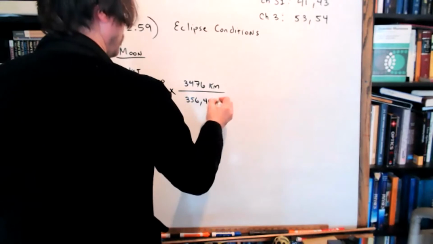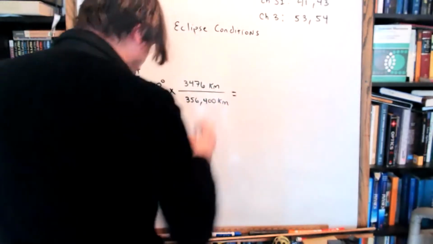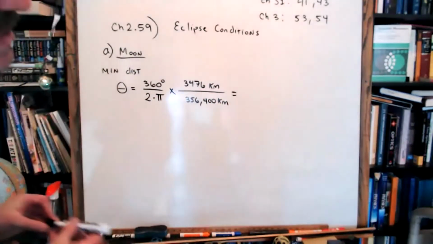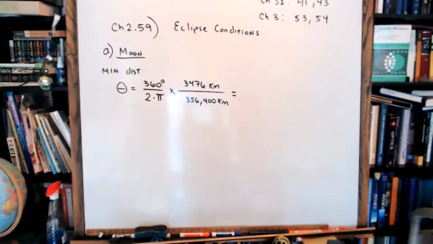356,400. Okay, write that down. We're going to have to talk about how we punch this into our calculator. It's tricky.